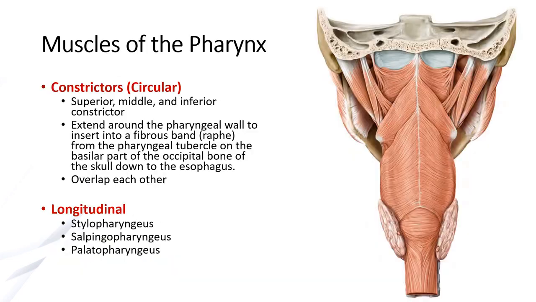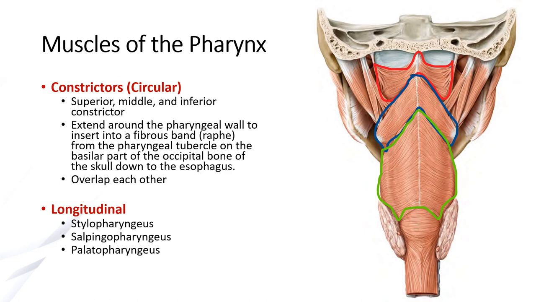Now let's go to the muscles of the pharynx. The muscles in the wall of the pharynx consist of constrictors and longitudinally arranged muscles. For the constrictors, we have the superior, the middle, and inferior constrictor muscles, and their fibers are somewhat circular in direction. They extend around the pharyngeal wall to insert into a fibrous band, or raphe, from the pharyngeal tubercle on the basilar part of the occipital bone down to the esophagus.